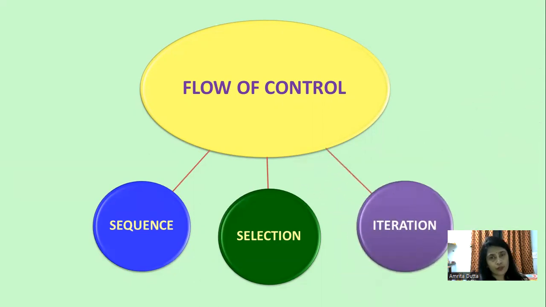Third is iteration. If we want to repeat a certain set of statements a certain number of times, then we use iteration. Now we will discuss in detail mainly the selection flow of control and the iteration flow of control. Sequence you have already done, because so far whatever small programs we have executed in our videos, we have seen the sequence flow of control, where the instructions are executed line by line.